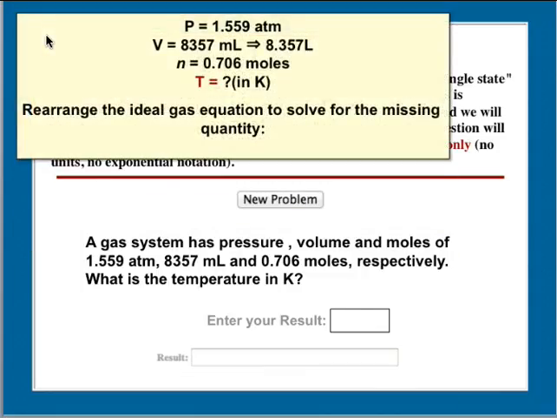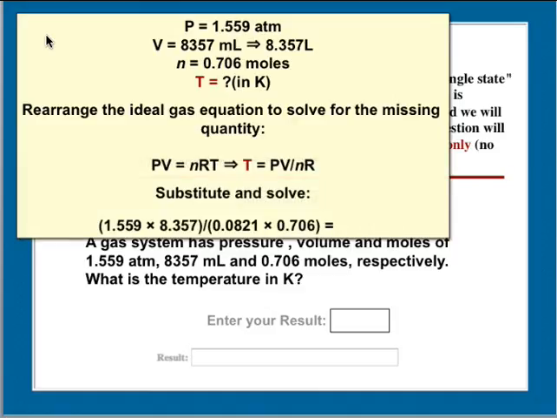All right, so what we know is our pressure is 1559, our volume is 8.357 liters. We have 0.706 moles. For our temperature, we just take PV equals nRT and solve for T. PV over nR, run the numbers, and we're at 225 Kelvin. What would that be in centigrade? Kelvin is always bigger, so you would subtract 273. So would that be a negative?